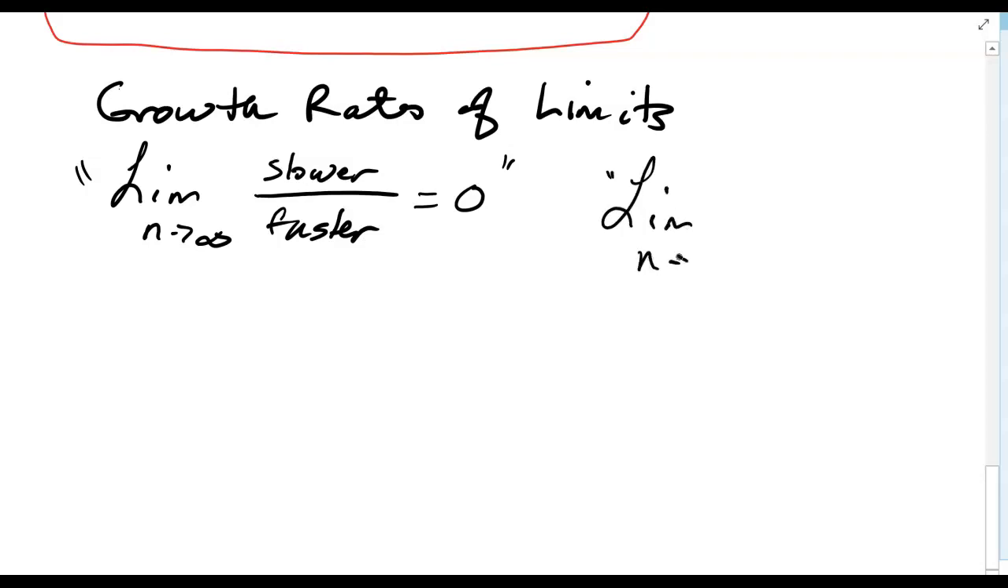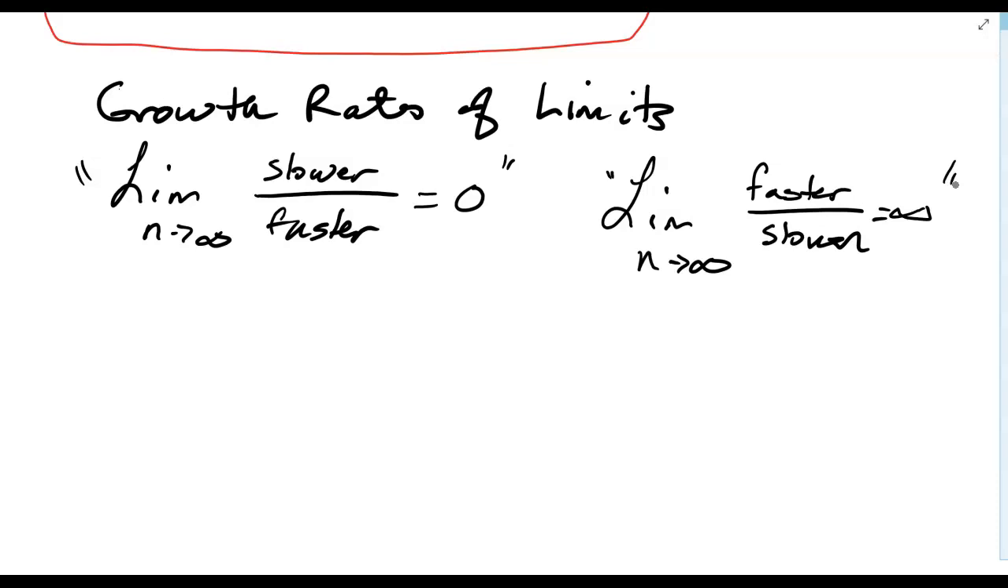Where the limit as n goes to infinity, when the numerator grows at a faster rate than the denominator, that's going to come out to infinity. So believe it or not, there's a little chart to get an idea of what is growing at slower and faster rates.